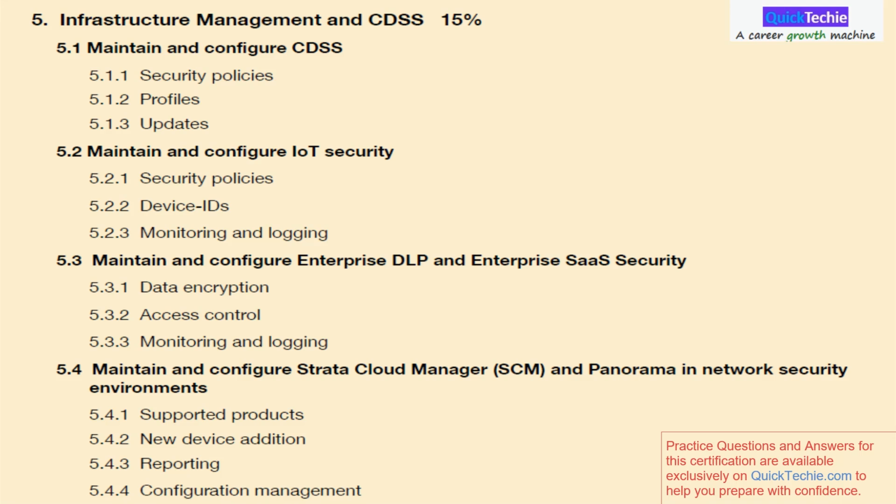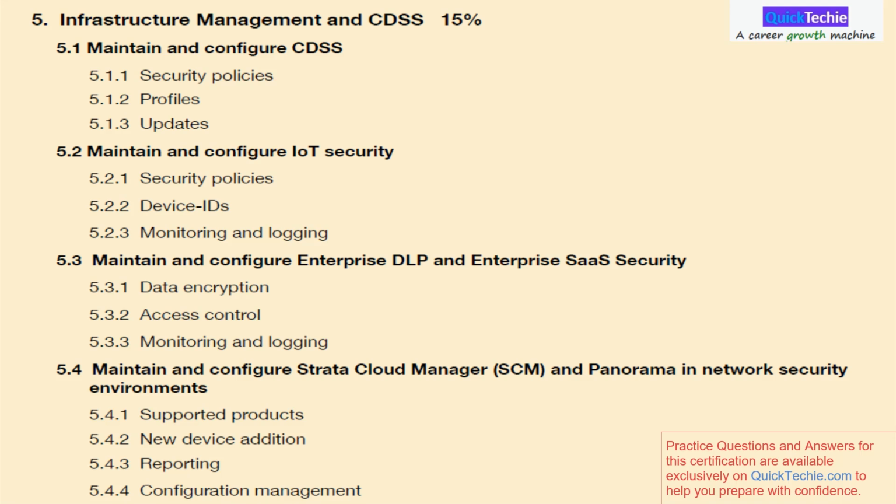Scenario. Imagine your organization uses several SaaS applications. You would configure CDSS security policies to, for instance, block access to unsanctioned personal cloud storage services, while allowing and inspecting traffic to approved corporate SaaS applications like your CRM or Office suite.